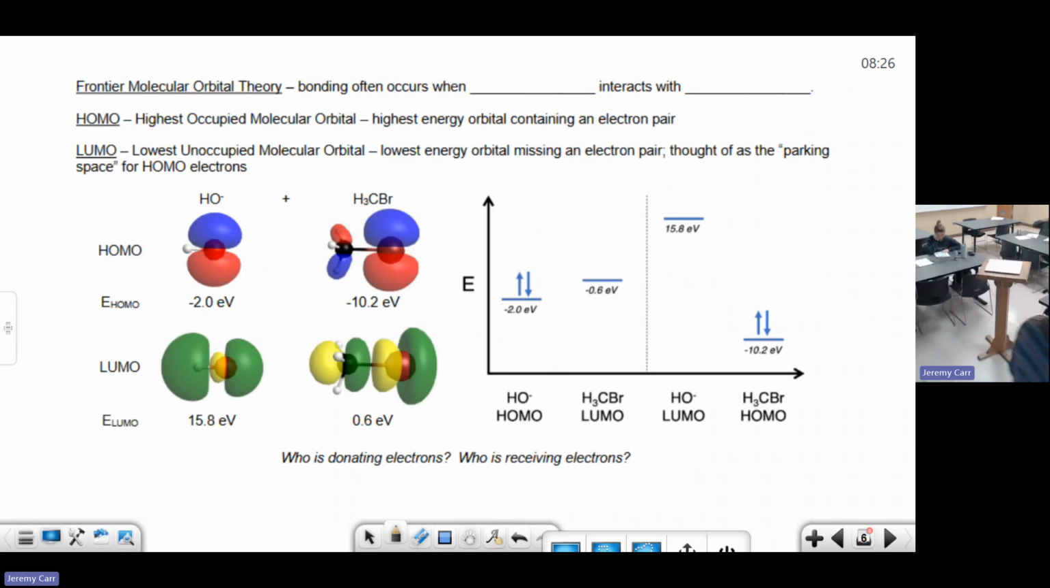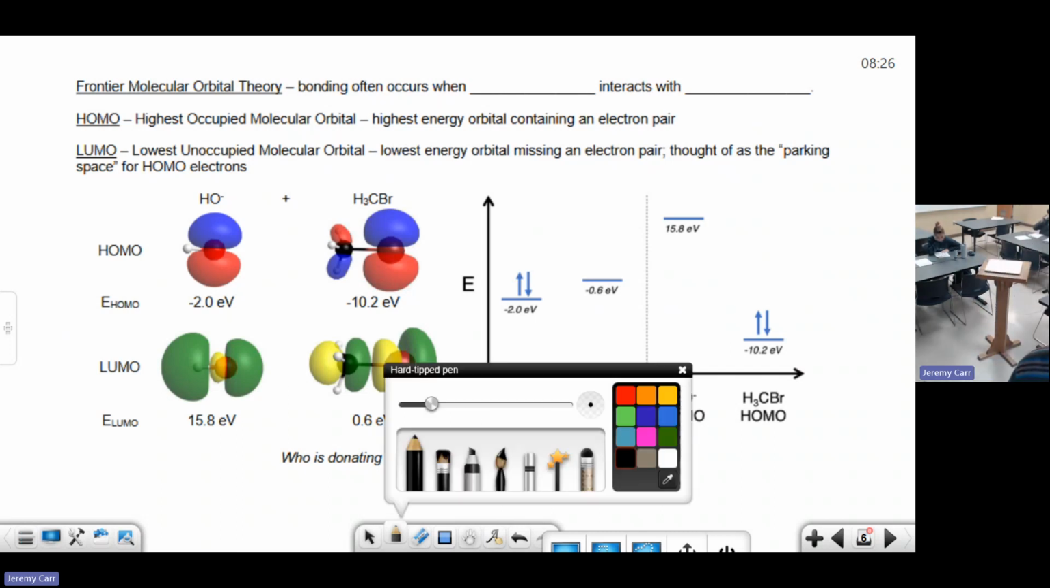Another perspective we could take a look at is this new thing. You've probably never seen this before. Maybe you have, I don't know. It's called frontier molecular orbital theory. I love this theory because it explains so much in chemistry. Basically, it's an explanation for why bond formation actually occurs.